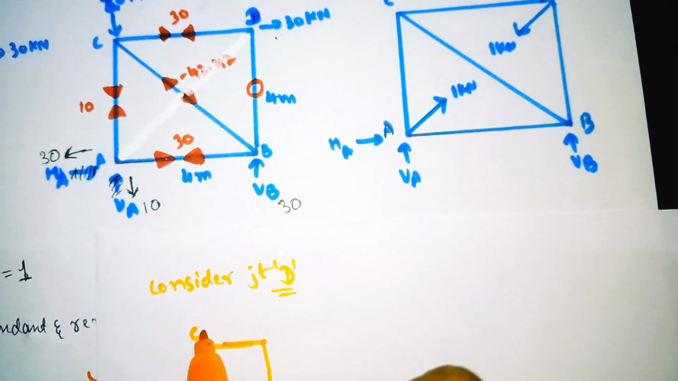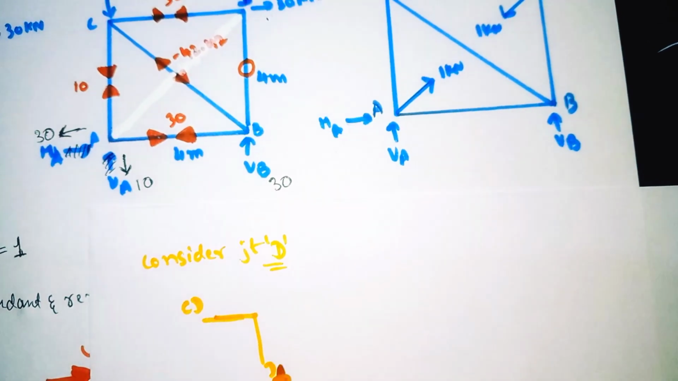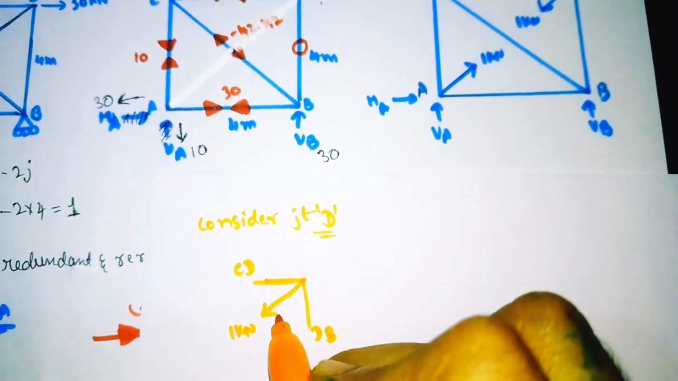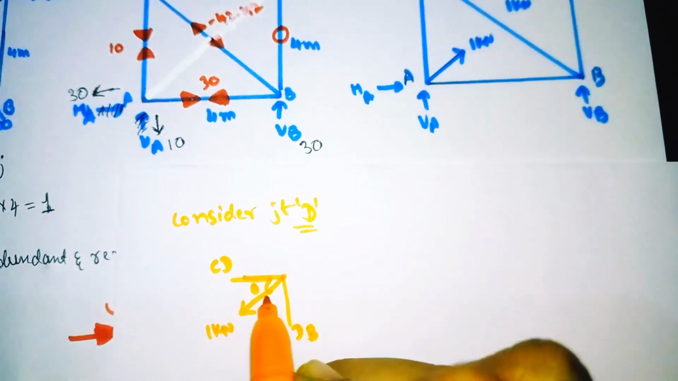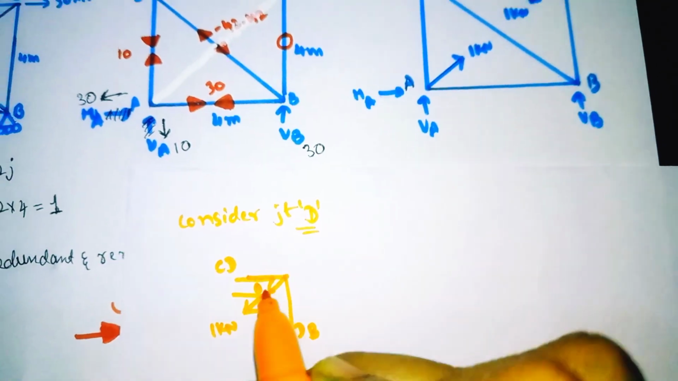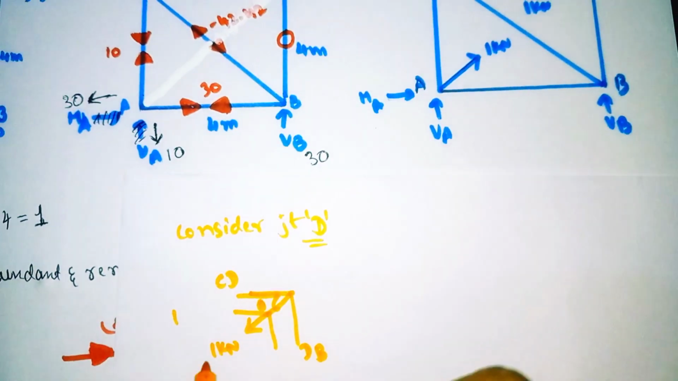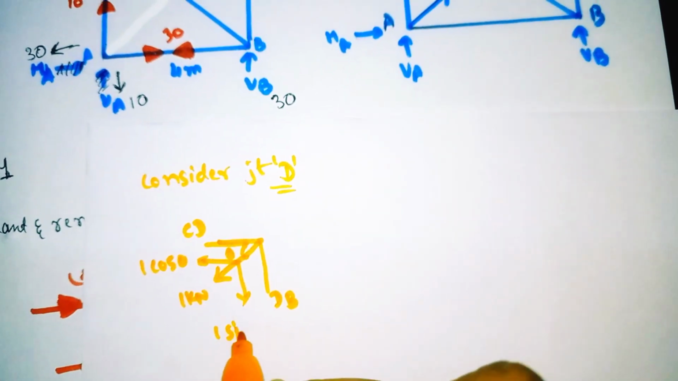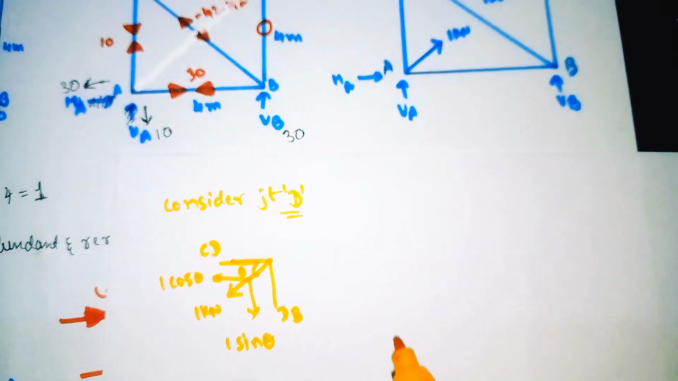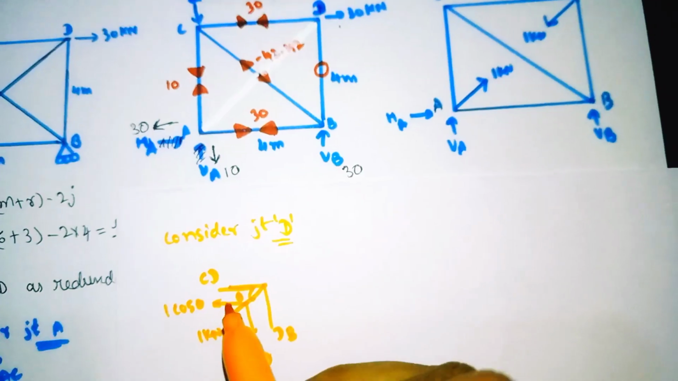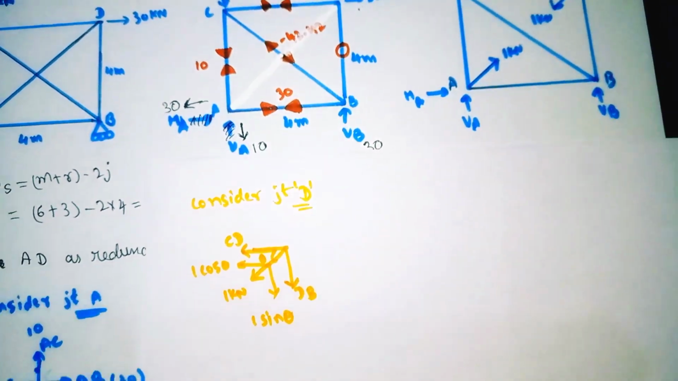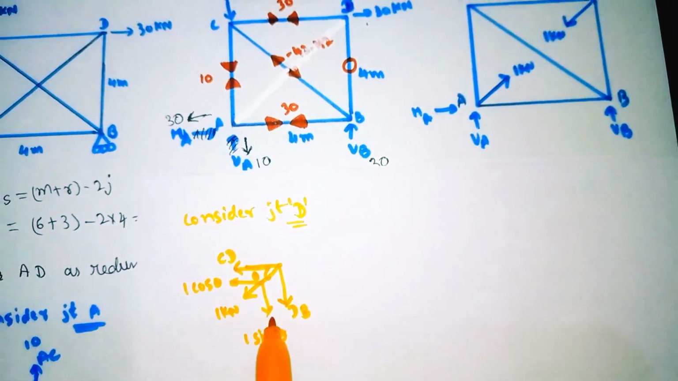This is the CD member and this is the DB. Here one unit load of 1 kilonewton is there and it has the angle theta. It has two terms with the angle: the cos term, 1 cos theta, and this is 1 sin theta. Now we need to solve it. We always need to take the direction outward only. We don't have these values, so for unknown values we need to take the direction away from the joint only.